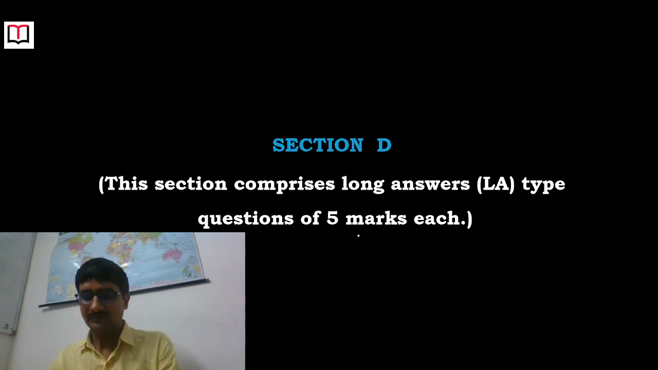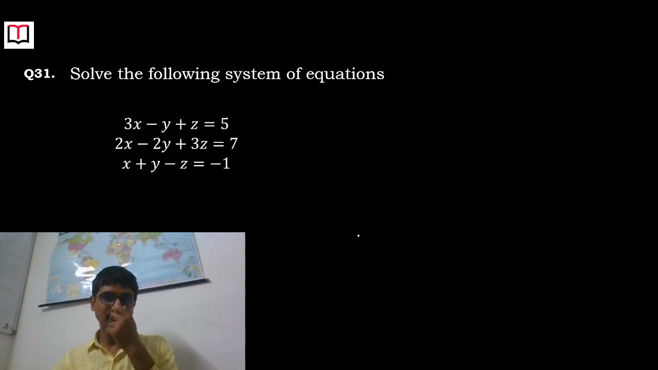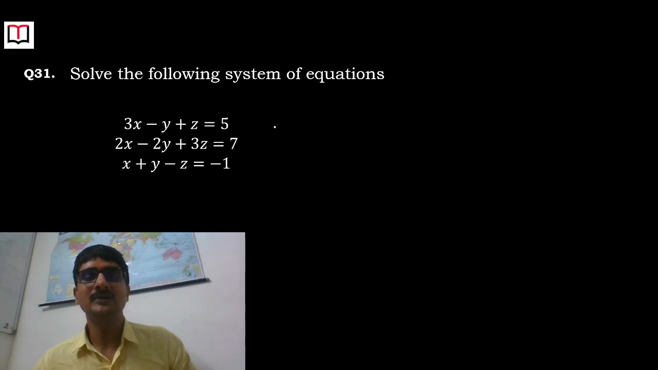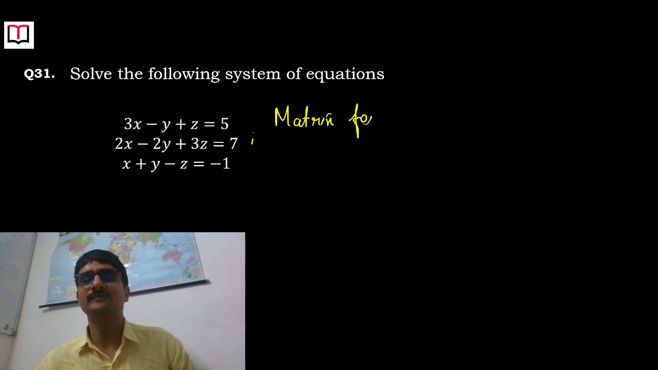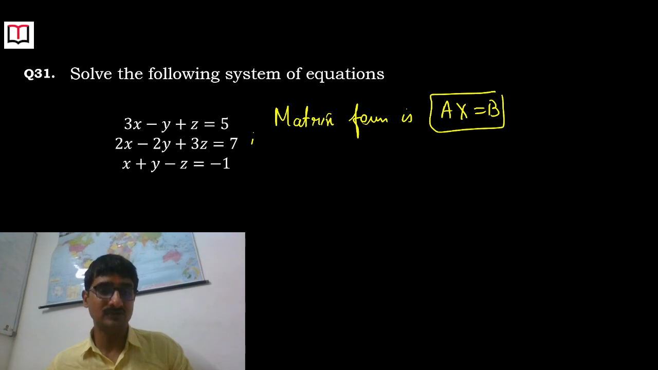Okay. So long answer type. Solve the following system of equations. I think you all can do it. See, what you need to do is you'll say the matrix form. So I'm writing the basic steps here, but your matrix form, equivalent form, is AX is equal to B. See, I'm writing the steps which you should write. It's a 5 marker question.